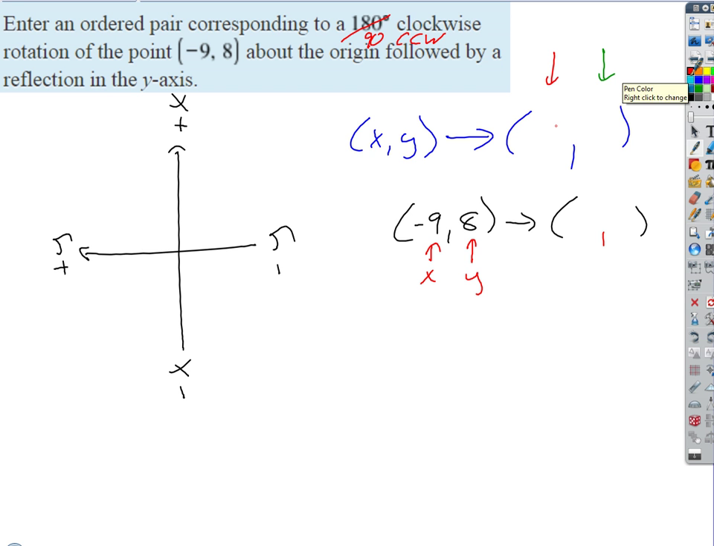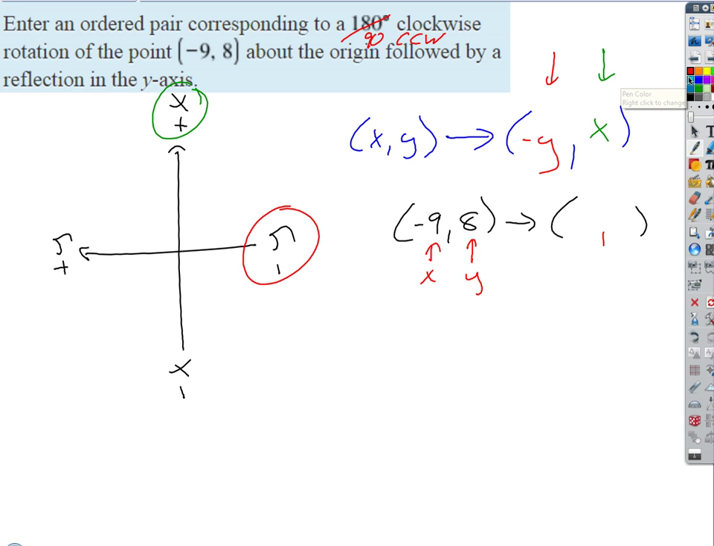Okay, so our new x-coordinate is going to be whatever ends up there. Well, what is it? Negative y. Our new y-coordinate is whatever ends up there, so it's positive x. Okay, that's our rule. Just follow the rule. So what do we end up with then? What goes here?